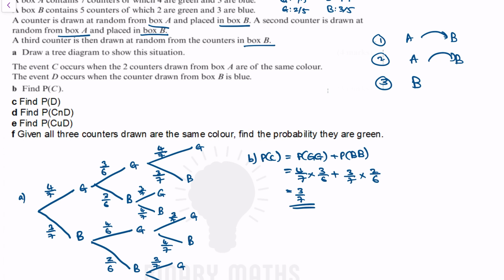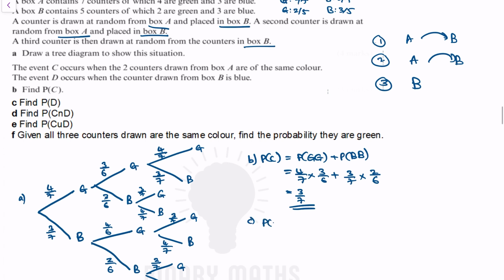So that's probability of C. Probability of D now. The event D occurs when the counter drawn from box B is blue. So all the different combinations where you get blue. So you can either get blue at the end. So it's probability of G, G, B plus probability of G, B, B plus probability of B, G, B plus probability of B, B, B.